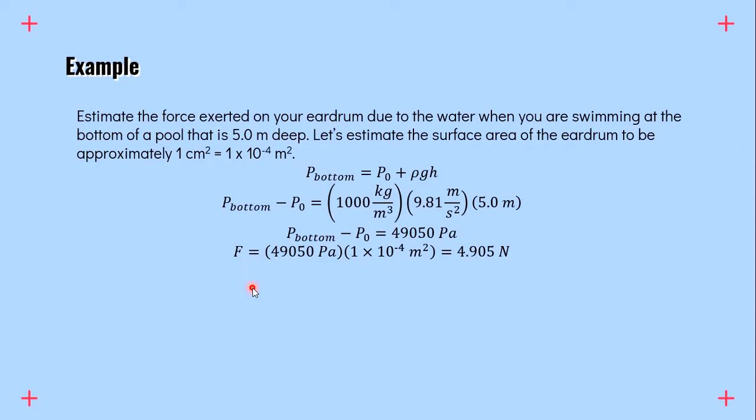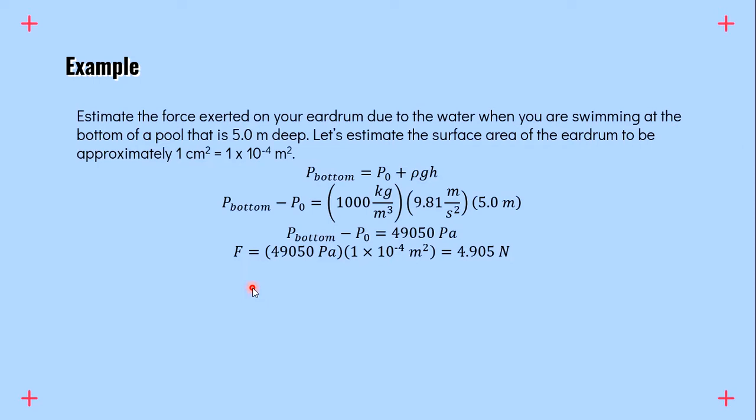Suppose that your head is at the very bottom of that pool and the pool is 5 meters deep. Let's estimate the surface area of the eardrum to be approximately 1 centimeter squared, or 1 times 10 raised to negative 4 meters squared.